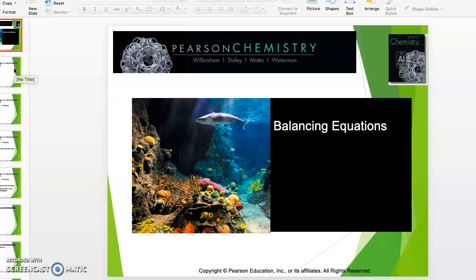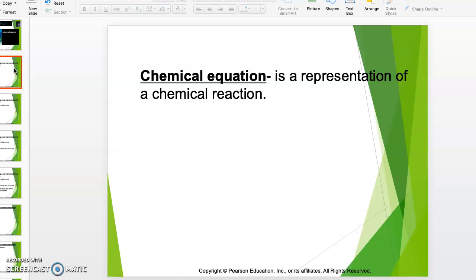Okay. So what are chemical equations? It is a representation of a chemical reaction. That's the written form. It's like the recipe. It's the numbers and the elements that are present during a chemical change. Okay, very simple. It's what's in a beaker, what's in a test tube, written down on paper.